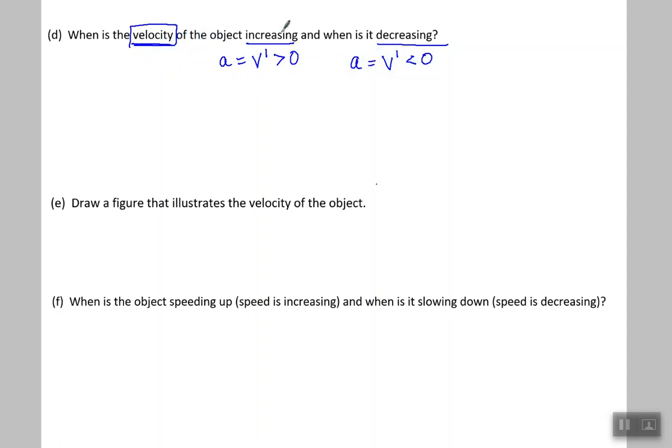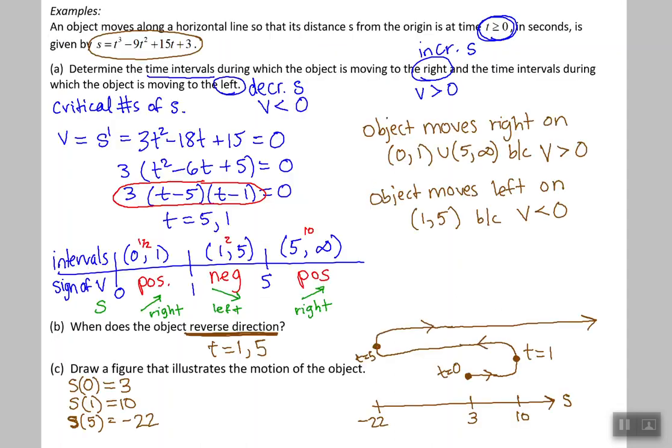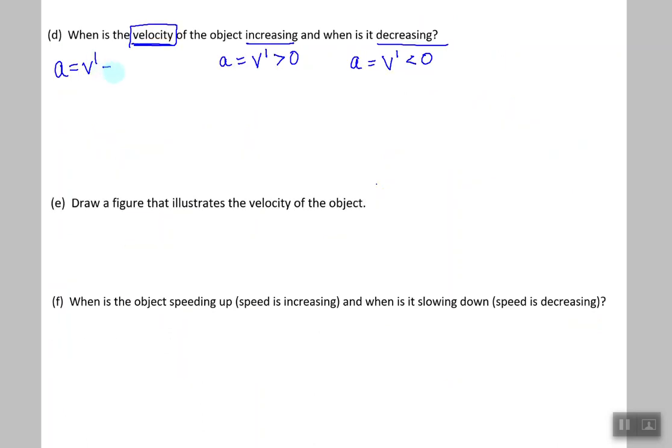So when the acceleration is positive, velocity is increasing, and when acceleration is negative, the velocity is decreasing. So let's start by finding the acceleration. Acceleration is the derivative of velocity. So looking back to our velocity function, 3t squared minus 18t plus 15, we get 6t minus 18. Now to figure out where acceleration is going to be positive and negative, we start by finding our critical numbers, which is where the acceleration equals 0. That's going to be at t equals 3.